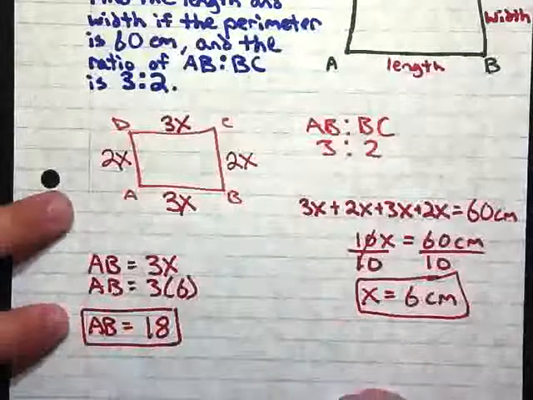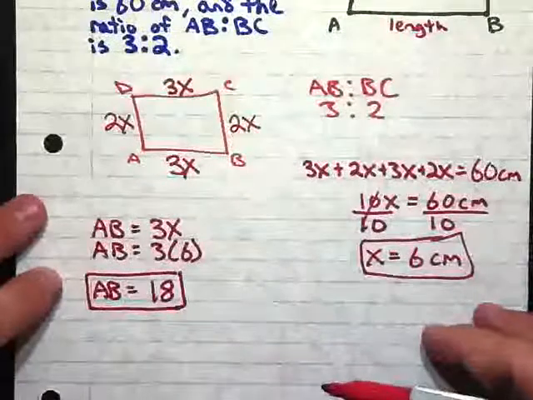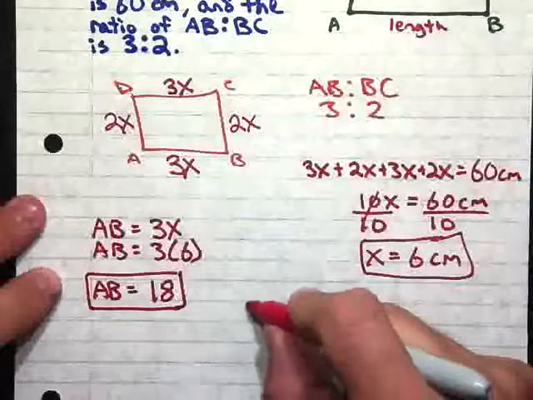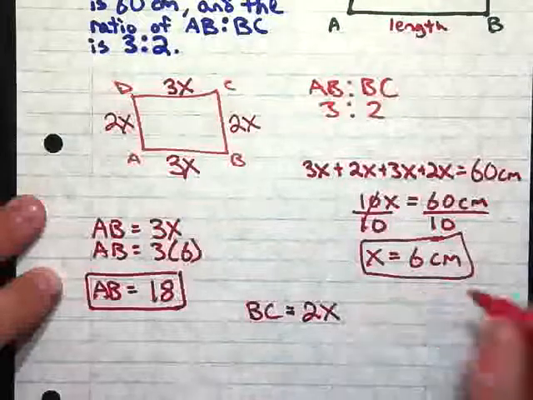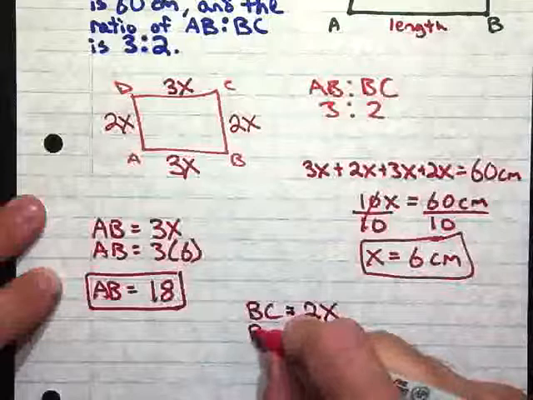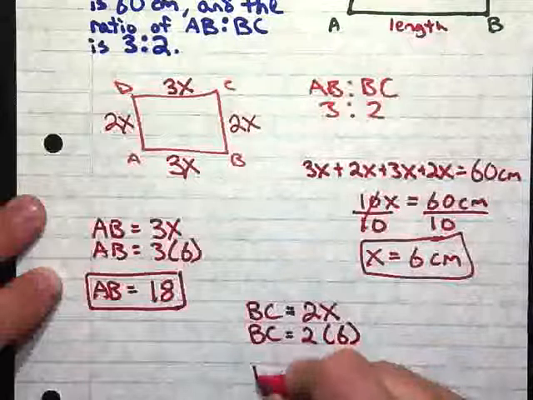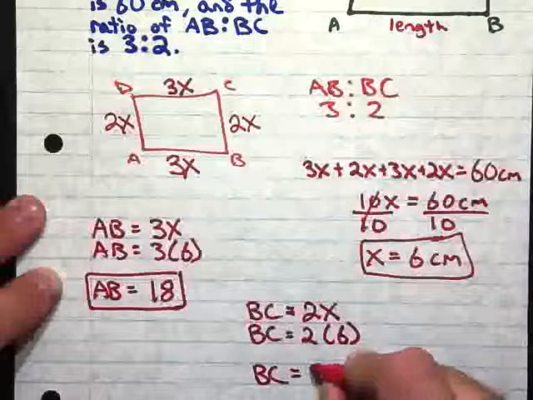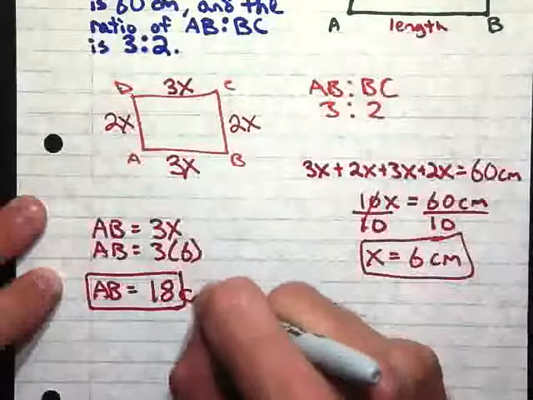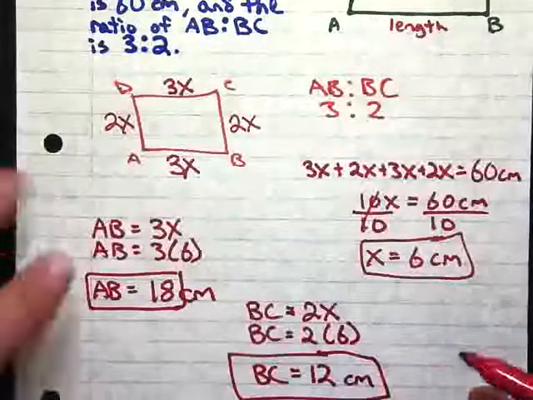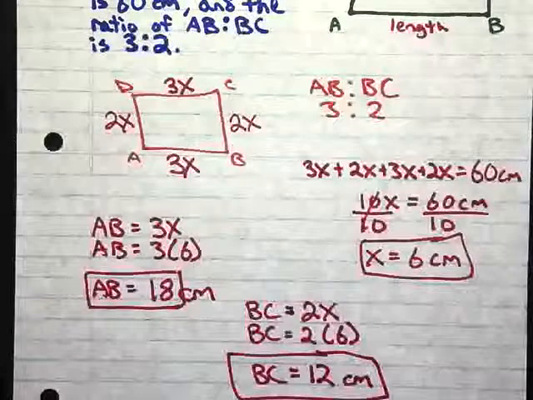So there's my length. Now I want to find my width. For my width, I know that BC equals 2x. And since x is 6, I'm going to substitute that in. So BC equals 2 times 6, so BC equals 12. Both of these are in centimeters. So we have the solution for our length and our width using ratios.